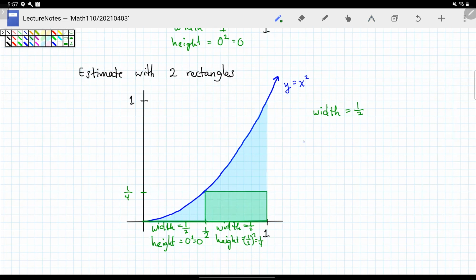So my R sub 2 is going to be 0 squared times 1/2. That's the height times width of the first rectangle, plus 1/2 squared times 1/2. And that is going to be 1/8, which is 0.125.